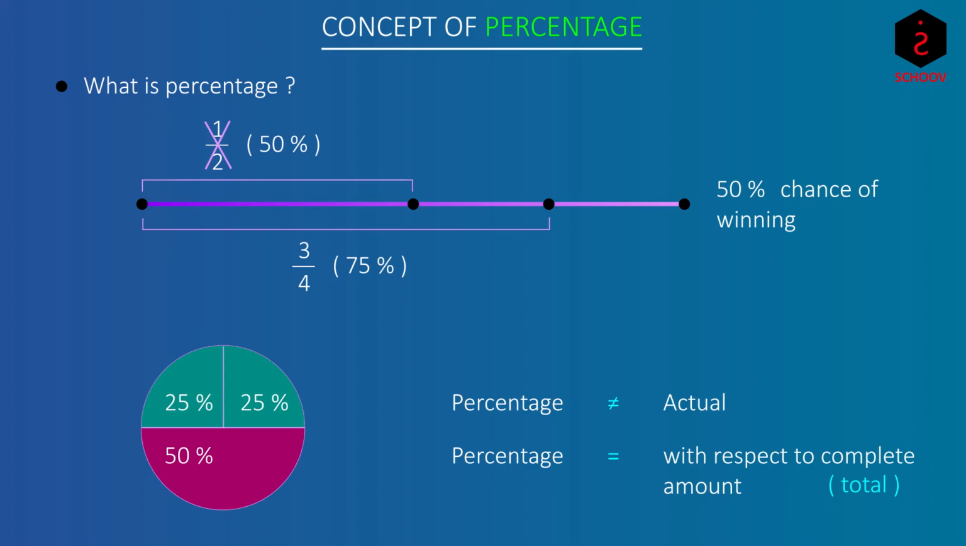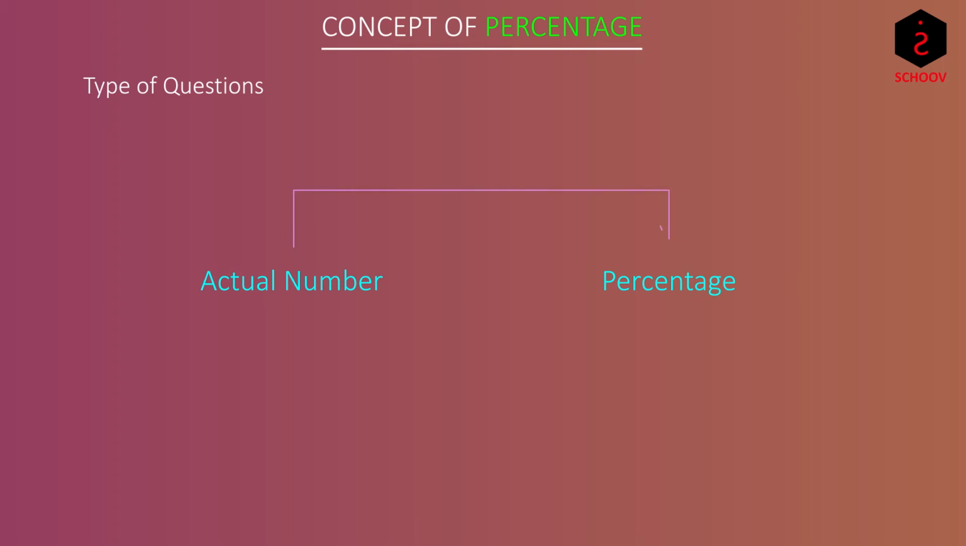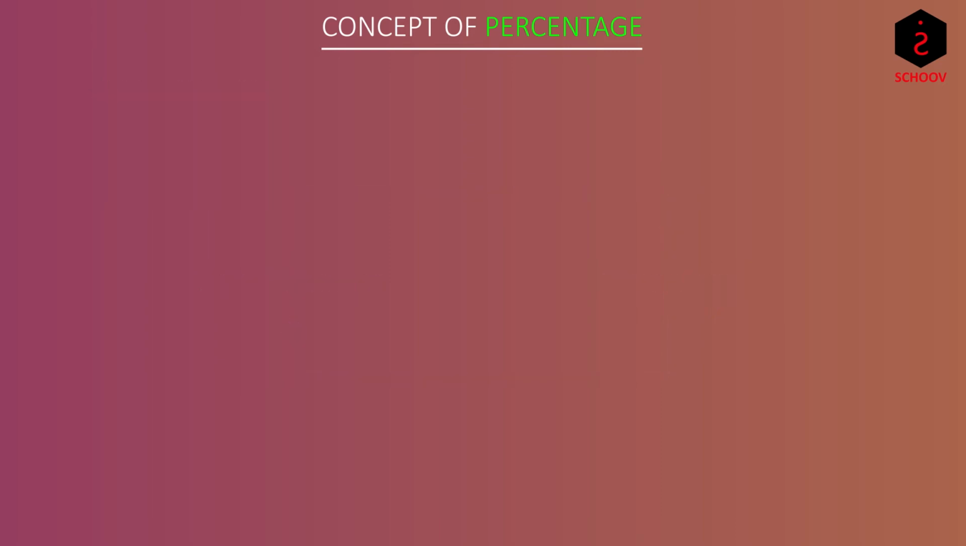Now, let's see what type of questions we have to solve in percentages. There are mainly 2 types. One, when we have to find the percentage when actual number is given. And 2, when we have to find the actual number when percentage is given. Let's solve some examples now. Let's start with type 1, finding percentage.